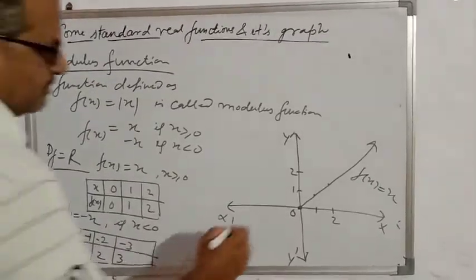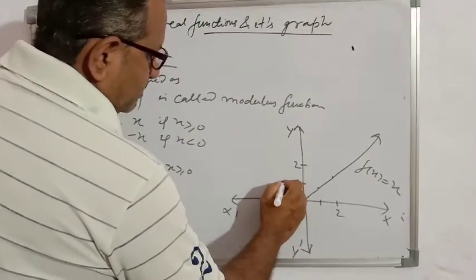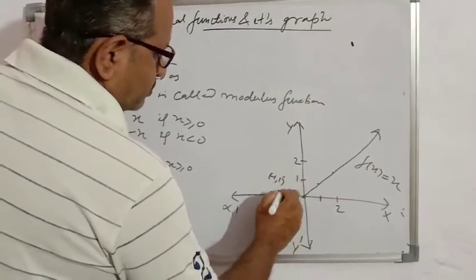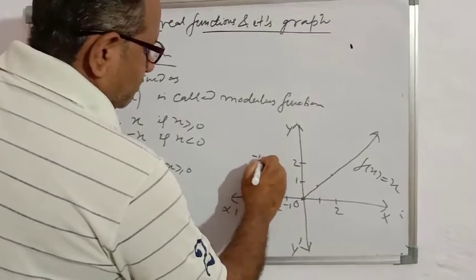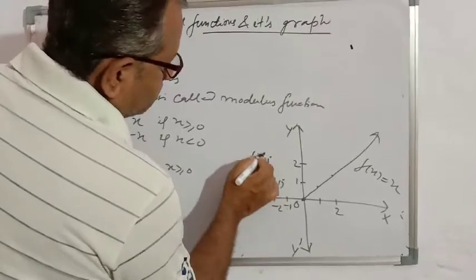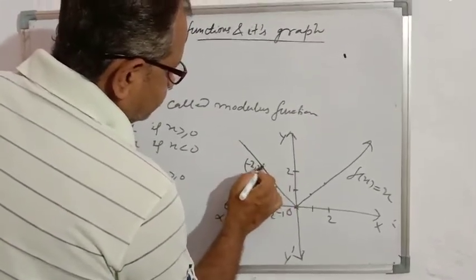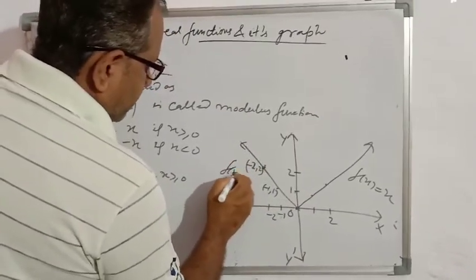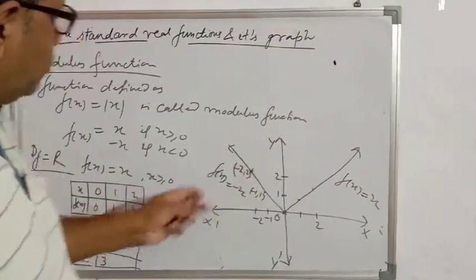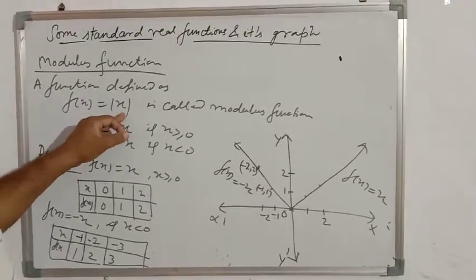So minus 1 comma 1. At minus 1, the image is 1. Minus 2, the image is 2, so minus 2 comma 2. So we will join these points like this. So this is the graph of f(x) equal to minus x. Both graphs taken together, we can say it is the graph of f(x) equal to mod of x.